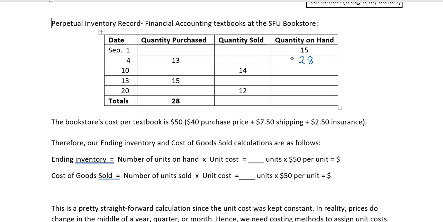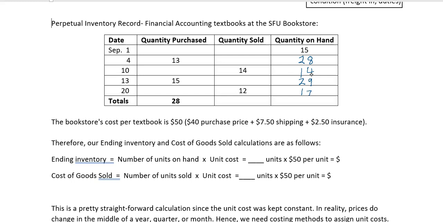So on September 10th, our next transaction happens. We sell half our books. 14 are gone, which leaves us with 14 left. September 13th, we have another purchase. We don't want low stock here. So we have 29, 14 plus 15 new purchased. And on September 20th, we sell 12, so we're down to 17.